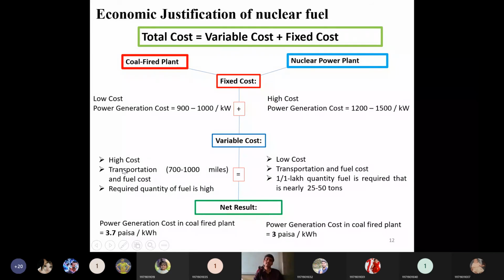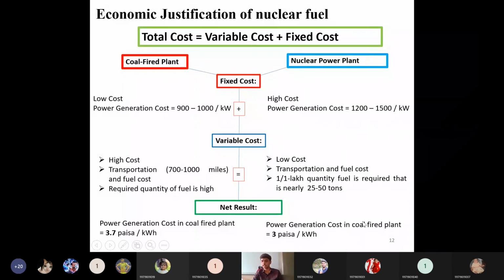Because of this, the operating cost will be very high in the coal power plant, but very low in the nuclear power plants. Then the net result is the total cost, which is the sum of the fixed cost plus the variable cost. The total power generation cost in coal-fired plants will be 3.7 paisa per kilowatt hour. Whatever the electrical person reads from our meter is measured in units, and those units are nothing but kilowatt hours.